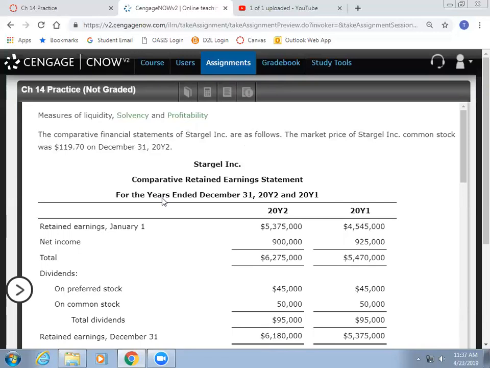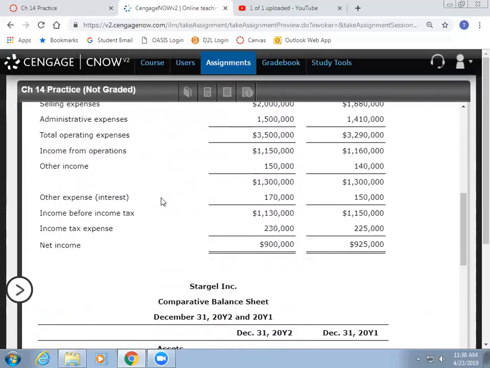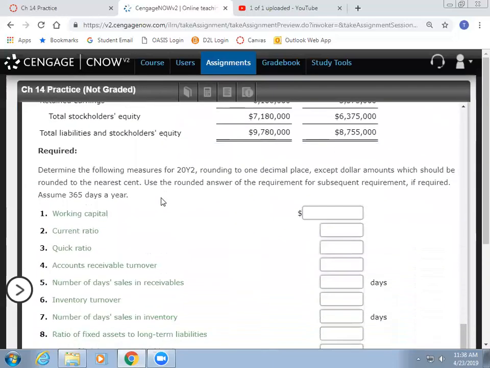So they give us all of our comparative financial statements, as well as the market price of common stock as of the end of the current year. So again, we see year 1 and year 2, and this is our retained earnings. And then we'll also have our income statement and our balance sheet. So everything we need. And then we need to calculate this ratio analysis.